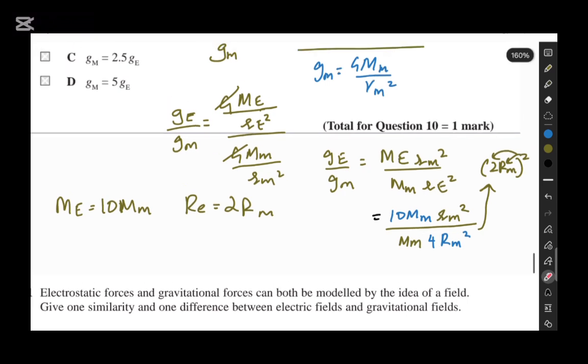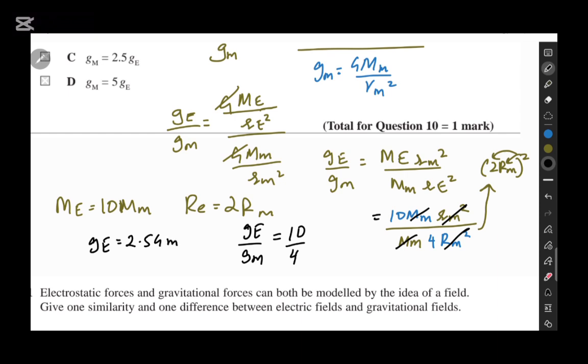Then you cancel the values out, and you get 10 over 4 is equal to GE over GM. So GE is equal to 2.5 GM. And I could flip things around as well, so I could flip this up and this down, and we would get GM over GE is equal to 4 over 10. So GM is equal to 0.4 GE.